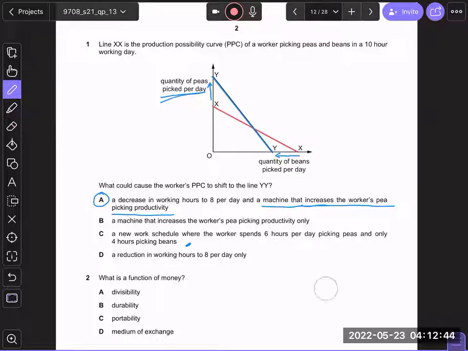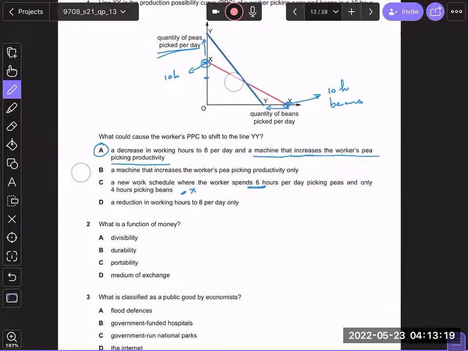No, look, this PPC that is made, the original one, what does it mean? If you are at this point, you are spending 10 hours for picking peas, and at this point you were spending 10 hours for beans. So if a work is scheduled where workers spend 6 hours per day picking peas, the number of hours for peas is decreasing. Right, so with 6 hours it should have come somewhere here, my child. So that is why option C is incorrect. Right, and the other two are obviously incorrect.